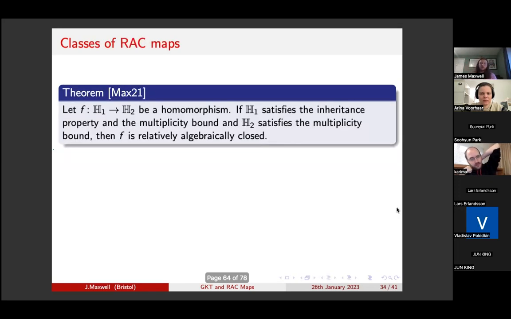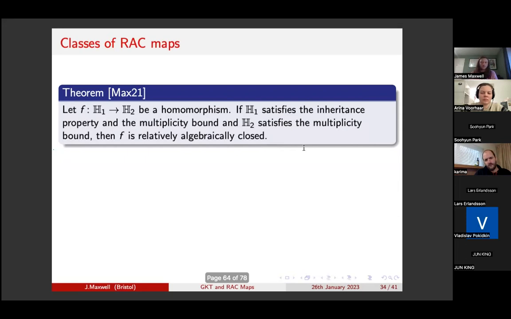So during the first part of my work, I proved this theorem about Kapranov over hyperfields, but then I also wanted to start classifying this, and this was one of the results here. It was a small inclination into how we can classify these things. So a map from H1 to H2, it's meant to say a RAC hyperfield homomorphism here, if H1 satisfies something called the inheritance property and the multiplicity bound, and H2 satisfies the multiplicity bound.